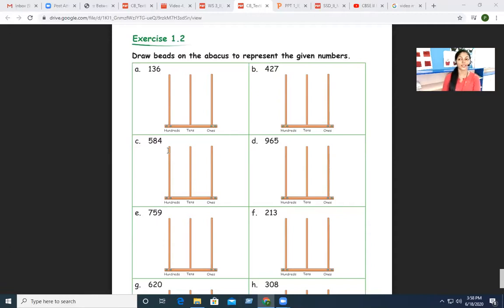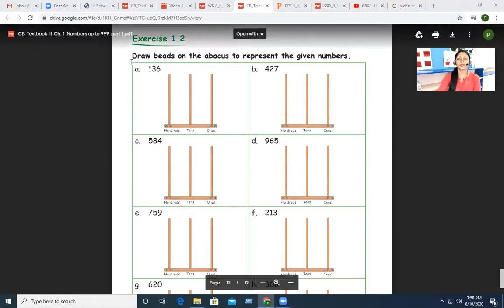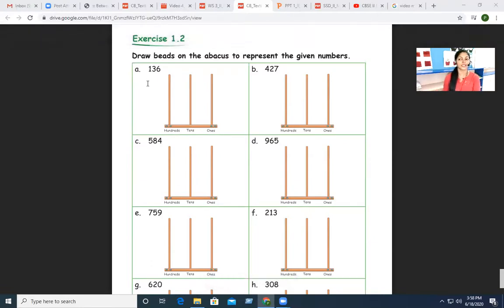Done? Okay. Now coming to the tens place. What is the number in the tens place? 136. So what is the number in the tens place? 30. When I say 30, how many beads should you draw in the tens place? Think. How many tens is equal to 30? 3, right? So you will draw 3 beads in the tens place.